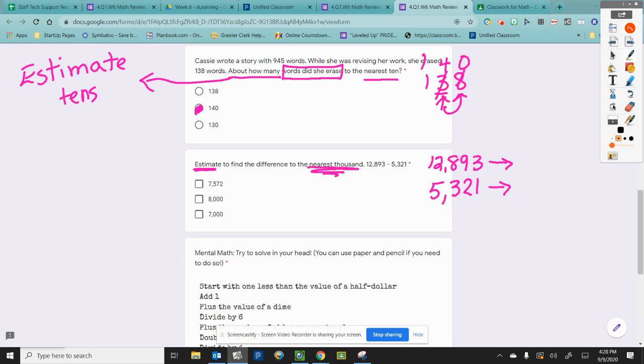So on this first one, my 8 tells me I'm closer to 13,000. So I'm going to change the 2 to a 3. Everything behind it becomes a 0. And my 1 just stays the same. Here I've got a 3 in my hundreds place. That tells me I'm closer to 5,000 than 6,000. So it's going to stay the same. And then I'm going to subtract.